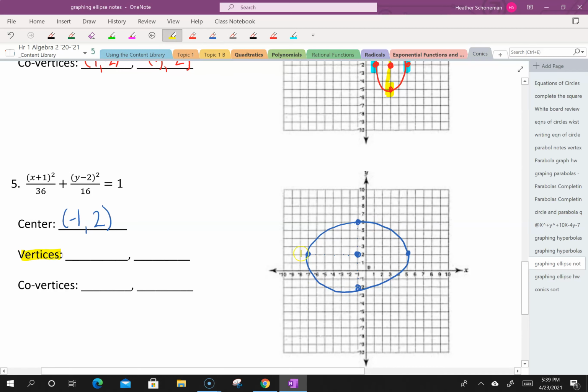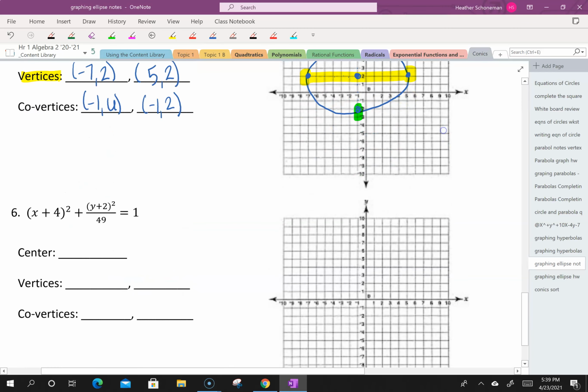And then I can connect my points and make an ellipse. The vertices are on the major axis, which is longer. So in this case, it's the left and the right. So I have negative 7, 2, and 5, 2. The co-vertices are on the minor axis, the one that's shorter. So that's going to be at negative 1, 6, and then again at negative 1, 2. The order in which you write the vertices is not important.